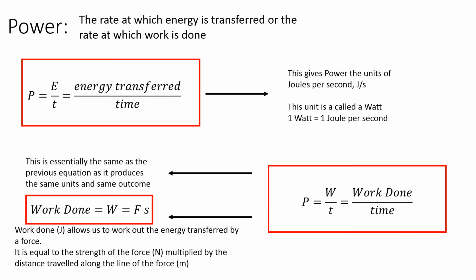Work done, which is measured in joules, allows us to work out the energy transferred by a force. It's equal to the strength of the force, measured in newtons, multiplied by the distance travelled along the line of the force. It's measured in meters.